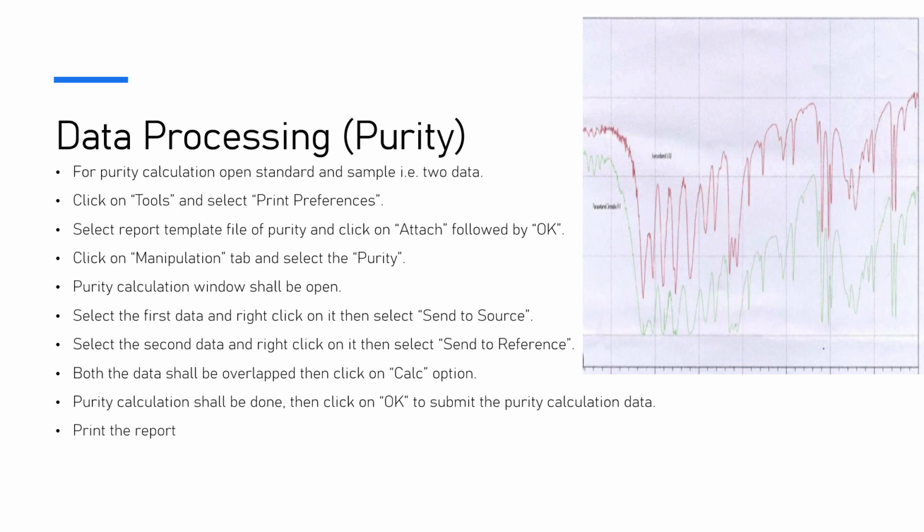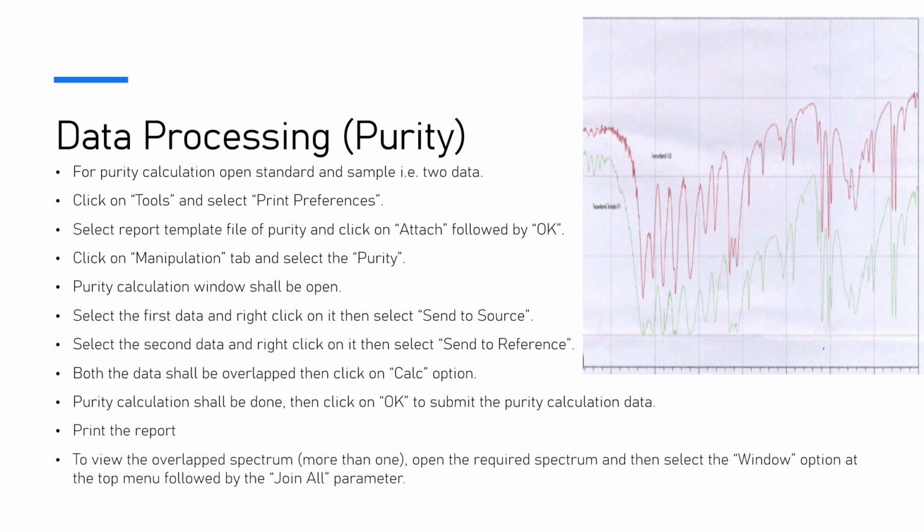And then you can print your report. To view the overlapped spectrum, open the required spectrum and then select the window option at the top menu followed by the join all parameter. Once you click on this, your standard and sample spectra will combine together and it will look like this. And then you can e-sign your report and submit it for the review and approval process.